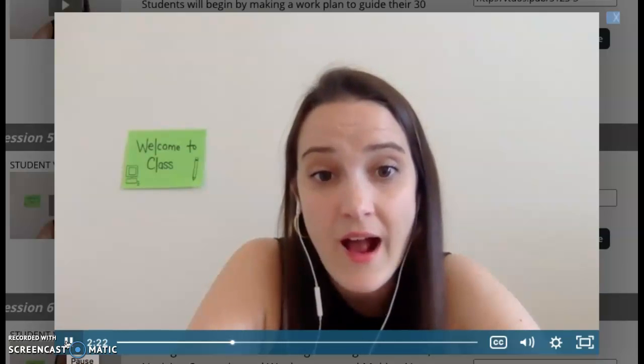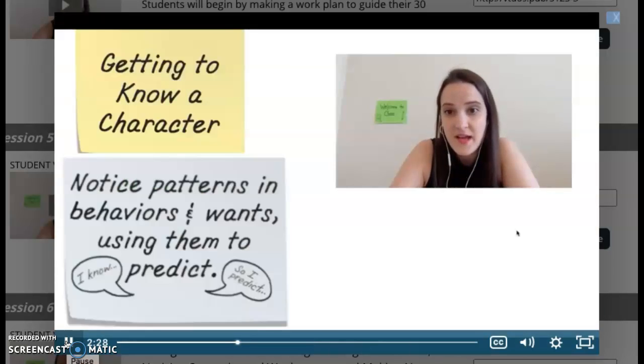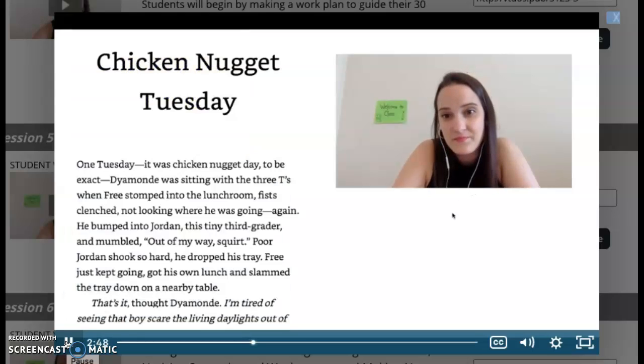So today, let's give it a try with our read aloud, Make Way for Diamond Daniel. Okay? So let's add another strategy to our anchor chart. By noticing patterns in the characters' behaviors and wants, and then using those patterns to make predictions about what the characters will do next, what the characters will do in certain situations that feel very important. Let's give it a try with Make Way for Diamond Daniel.